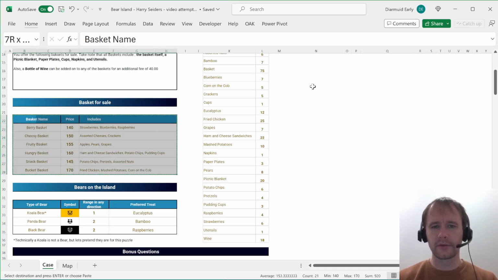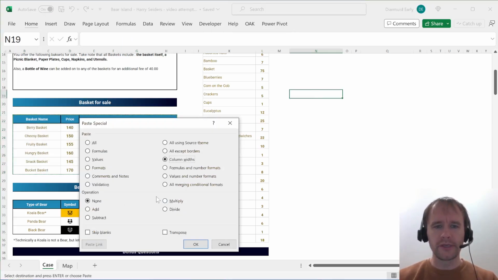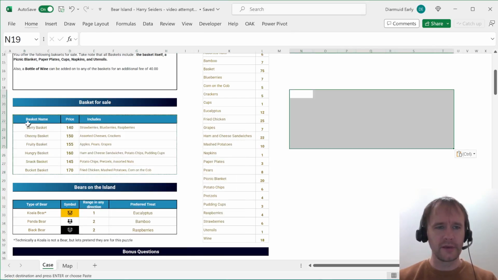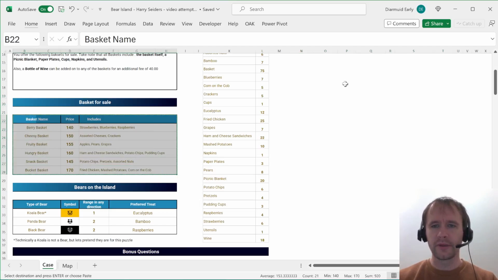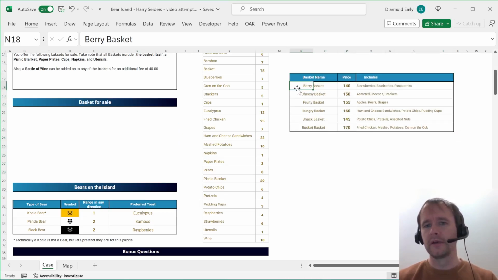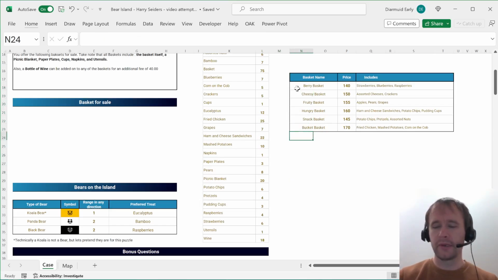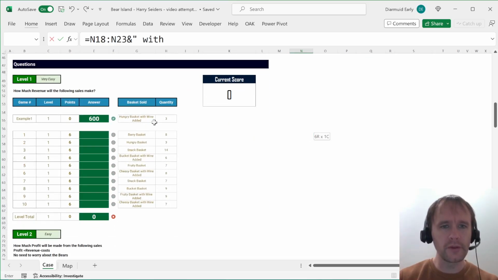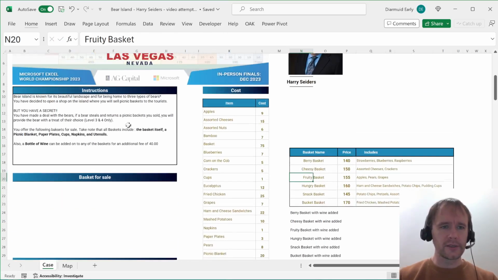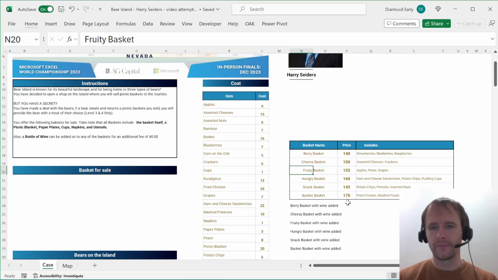is, first I'm just going to cut this and put it somewhere else. I'll just copy, paste column widths just for aesthetics, and then I will cut this and move it over here, because the easiest way to deal with this is just going to be to have a lookup table that has all 6 baskets and then all 6 baskets with wine added below. So I'm just going to say, I'll do it in one go. So this and with, let me just check the exact wording as it is down here, with wine added. And then the cost of adding wine is an additional fee of 40. So we'll just take all of this and say plus 40.